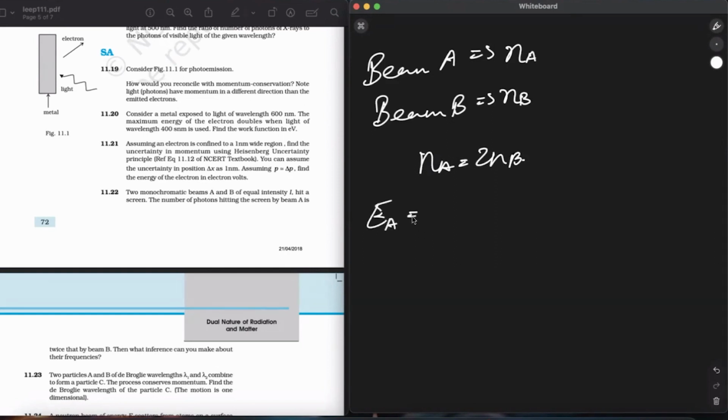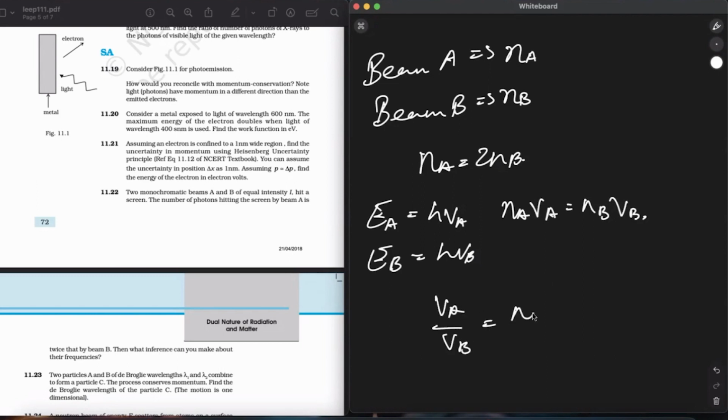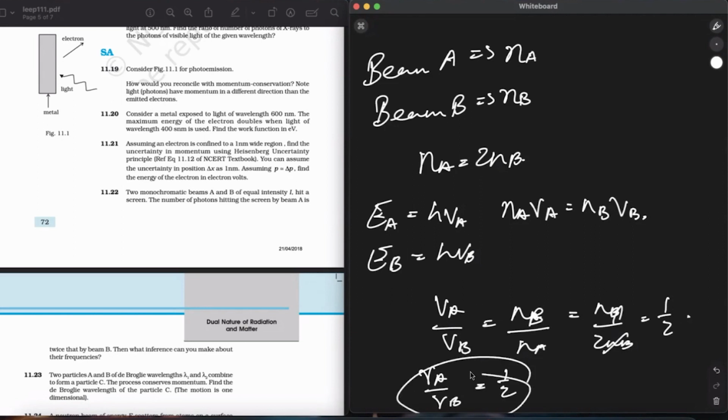So energy of a falling photon in beam A, can you write that? Energy due to beam A will be equal to h nu A, and energy due to beam B will be h nu B. Okay. Now, according to the question, intensity of A is equal to the intensity of B. And what is intensity? Intensity is Na nu A equal to Nb nu B. Okay. So nu A upon nu B equal to Nb upon Na, which is Nb upon 2 times Nb, equals 1 upon 2. So nu A upon nu B is equal to 1 upon 2. So this is the equation.